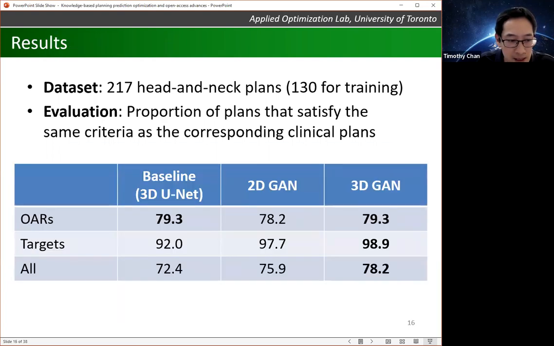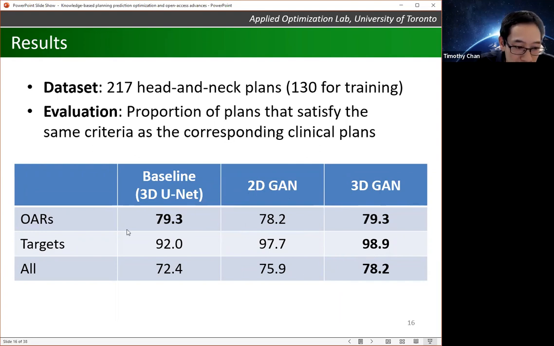And so here are the results. Here I'm just showing results from 3 models. We had a baseline UNet model that was not a GAN. We looked at a 2D GAN, and we looked at a 3D GAN. I bolded the column that has the highest percentage. These are all percentages.